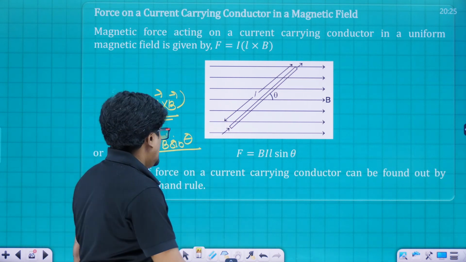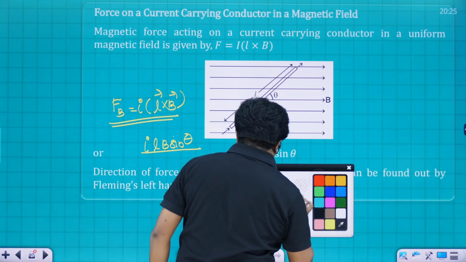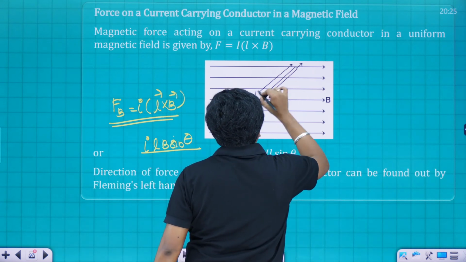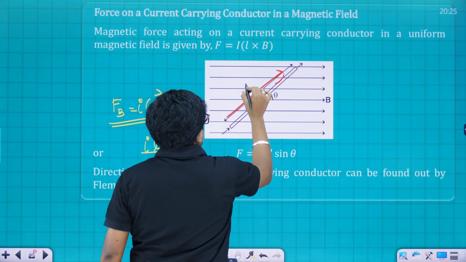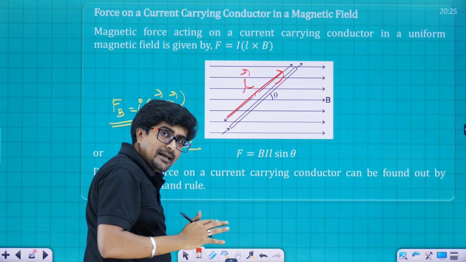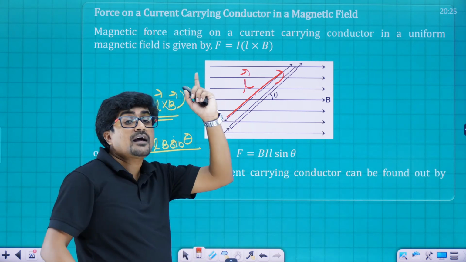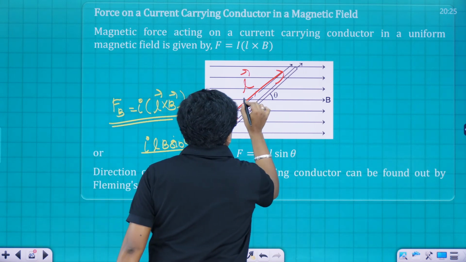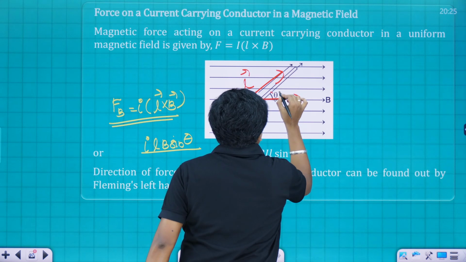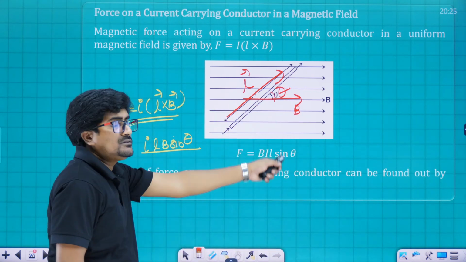Here you can see this particular arrangement is kept at an angle theta with respect to the magnetic field. The one thing that you must know is this is the L vector, and the L vector is taken in the same direction as the current, that you never forget. And here this is the magnetic field, and this angle is marked as theta.